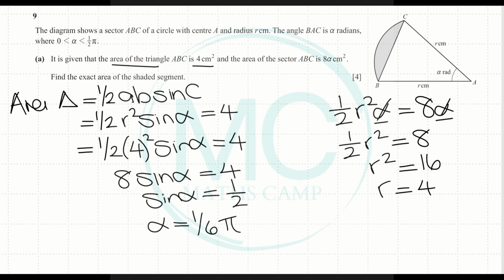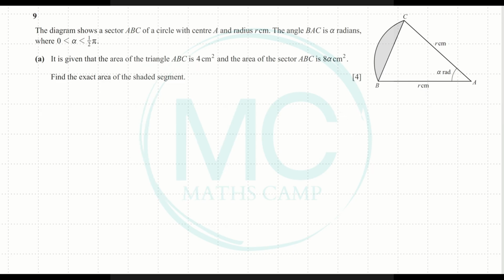Now that we have alpha and r, we can find the shaded segment. So let's tidy this up. The shaded segment consists of the area of the sector less the area of the triangle. And we already know that the area of the triangle is 4 centimeters squared. So all we need to do is find the area of the sector.